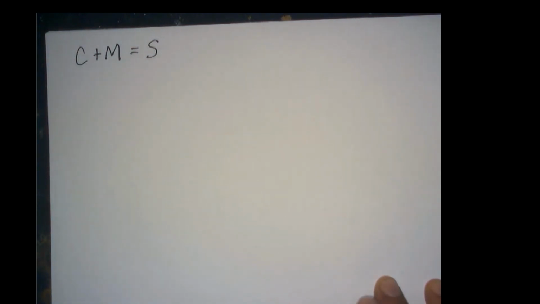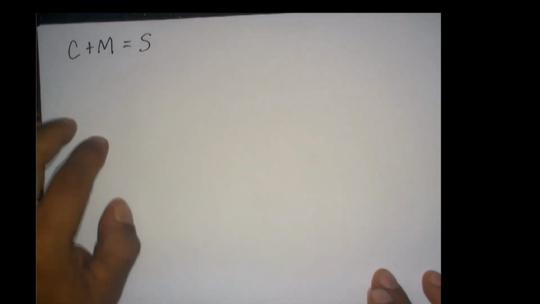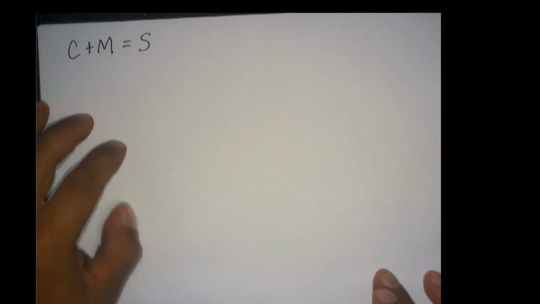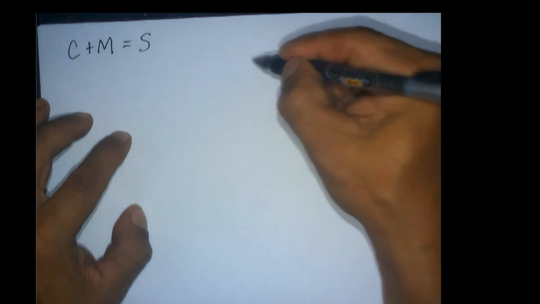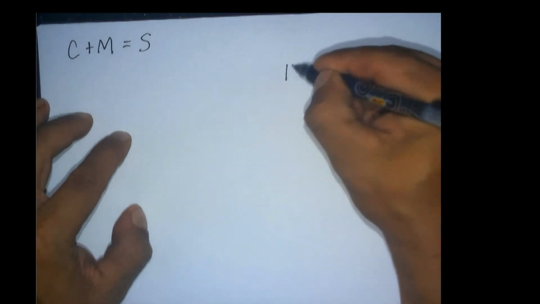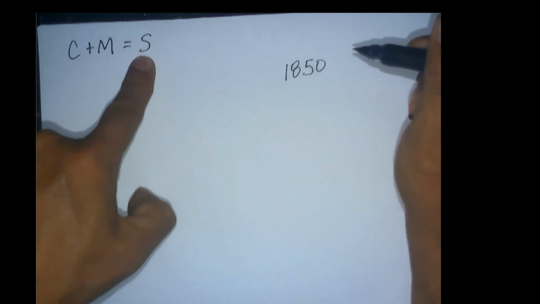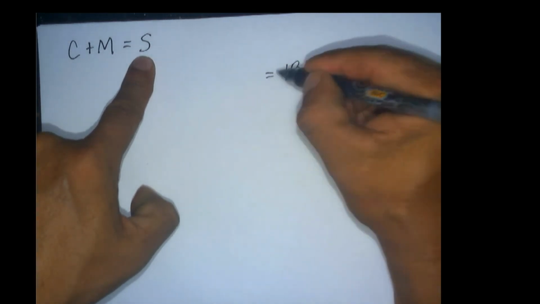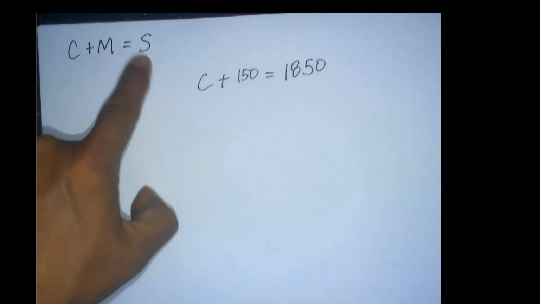Yeah, you are now. So the cost plus the markup is equal to the sales price. So here's our question. For a particular computer, the selling price is $1,850. So it sells for $1,850. That's the selling price. The markup is $150. The question is, what is the cost?